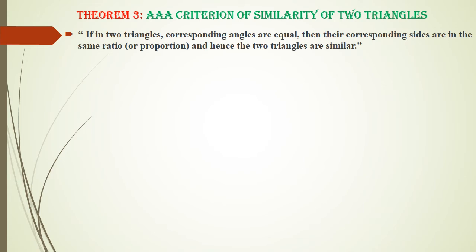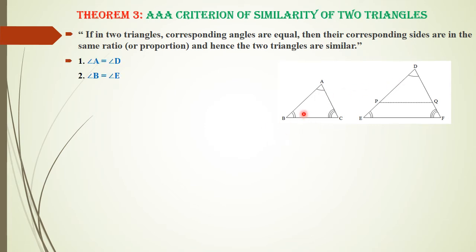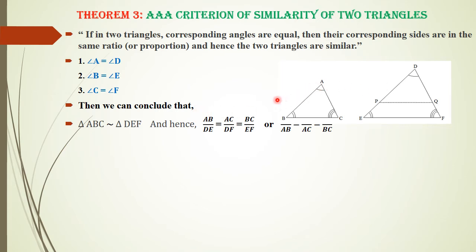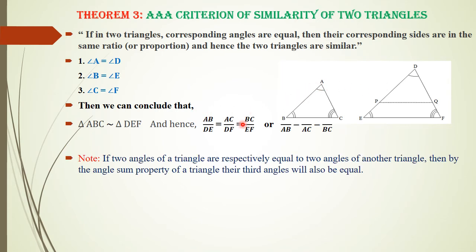Suppose I have two triangles here, triangle ABC and triangle DEF. Suppose by some criteria we prove that the corresponding angles of these two triangles are equal, that is angle A is equal to angle D, angle B is equal to angle E, and angle C is equal to angle F. Then automatically, according to this theorem, all the corresponding sides of these two triangles are going to be in equal ratios, and hence we can declare triangle ABC and triangle DEF as similar triangles.